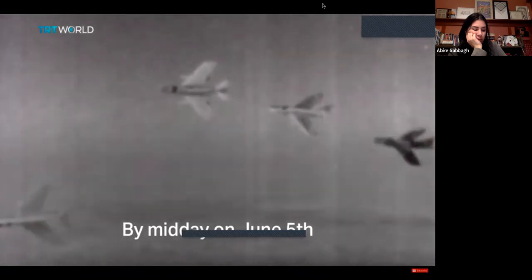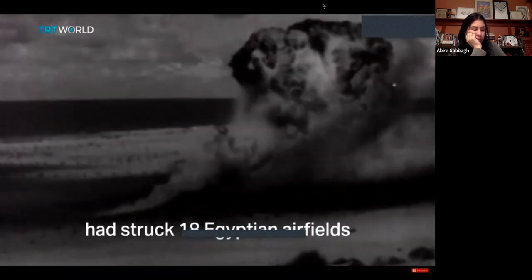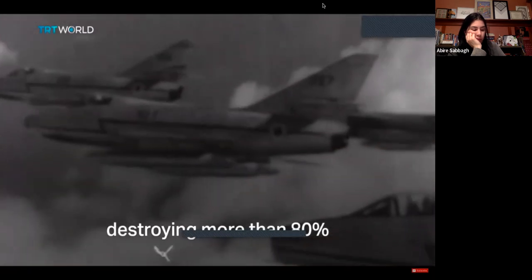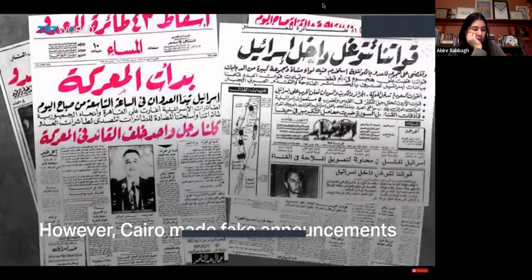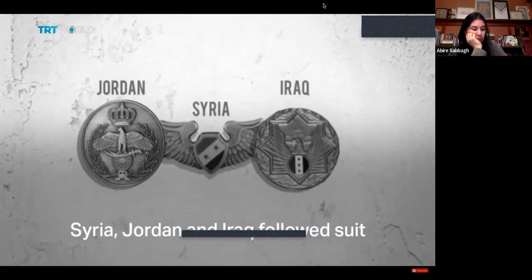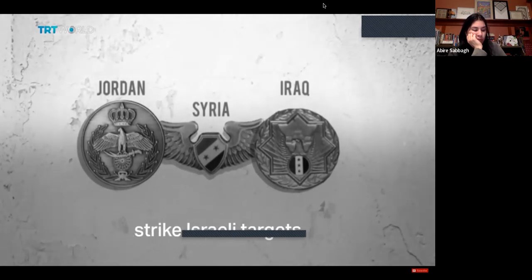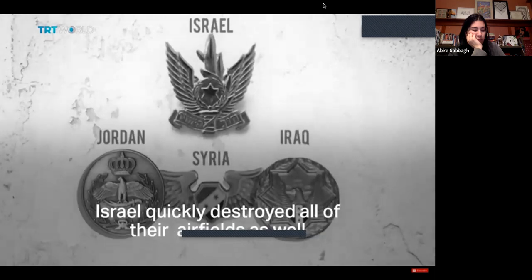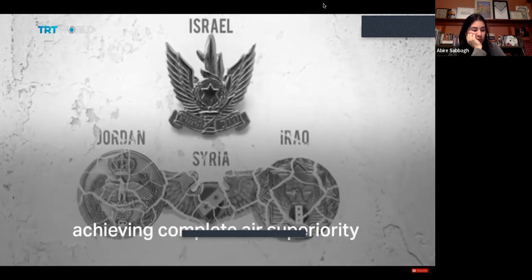By midday on June 5th, 200 Israeli jets had struck 18 Egyptian airfields, destroying more than 80% of the country's air force before they even managed to get off the ground. However, Cairo made fake announcements claiming an Egyptian victory to rally its Arab neighbors to join the war effort. Syria, Jordan, and Iraq followed suit and started deploying their air forces to strike Israeli targets. But on the same day, Israel quickly destroyed all of their airfields as well, achieving complete air superiority.